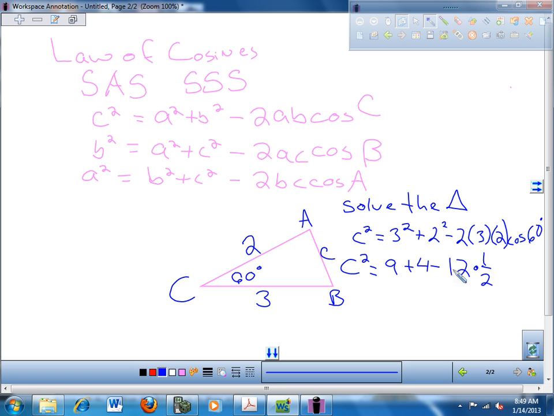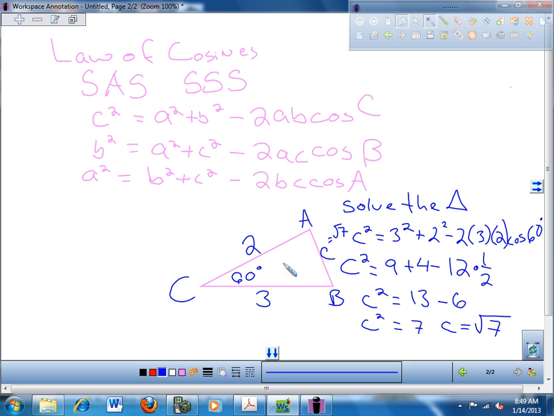Because this 12 is attached to this 1/2 by multiplication, you get that c squared equals 13 minus 6, so c squared equals 7. So c equals the square root of 7. That's that side over here, square root of 7. Okay? It won't always come out to be a nice, beautiful answer like that.